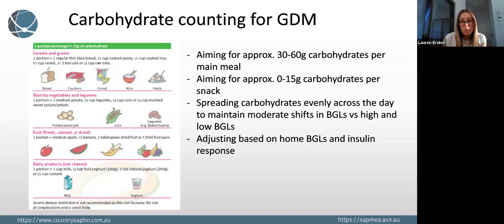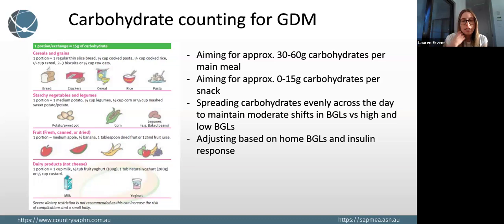And then snack-wise, we want to go for 0 to 15 grams of carbs per snack, just to give your body a bit of a break between those meals. It doesn't mean to completely avoid, but just not as much as what the meal would have. So a snack could just be a tub of low-fat yogurt or a milky cappuccino with low-fat milk, or it could be a banana, and they would all fit within that as well.